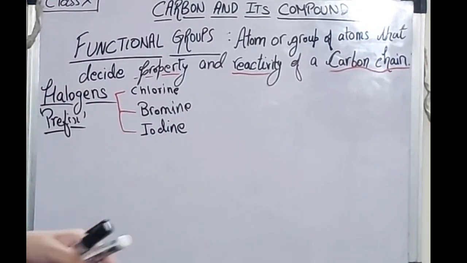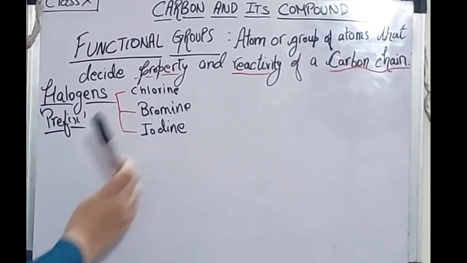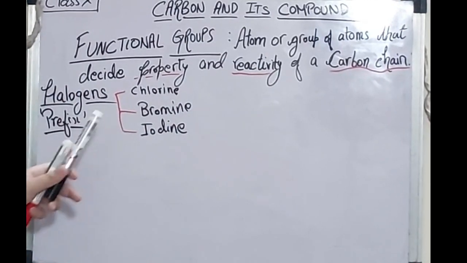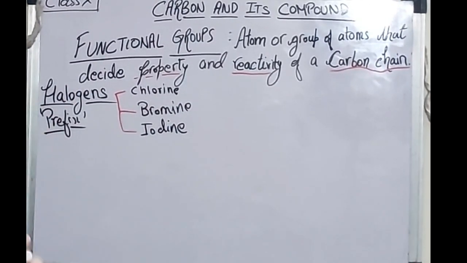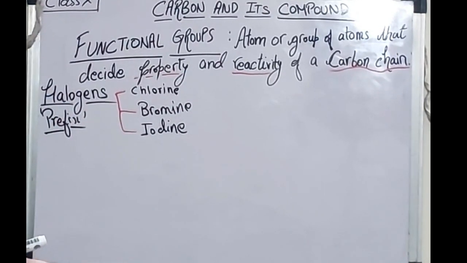Like chlorine, I gave you the example how it forms a compound with your methane, how it displaces one hydrogen from there. Okay. So chlorine, bromine, iodine. Chlorine का example दिया. Now let us take the example of bromine. Yeah, first let me just tell you prefix क्या होता है. It's a way of naming.